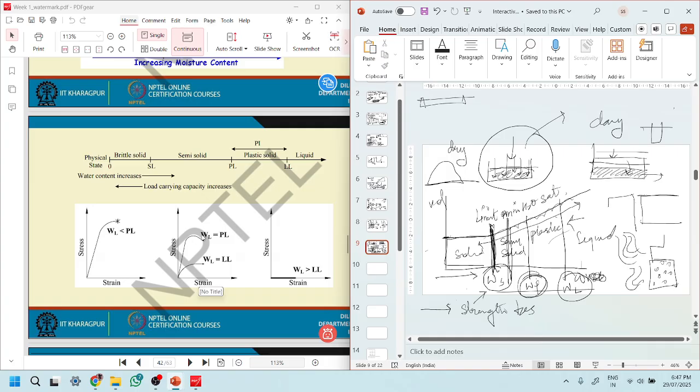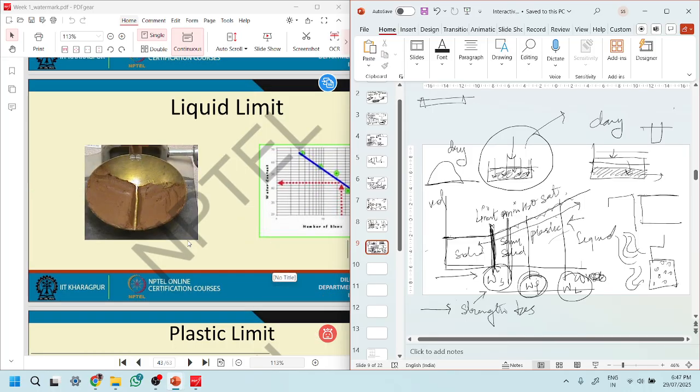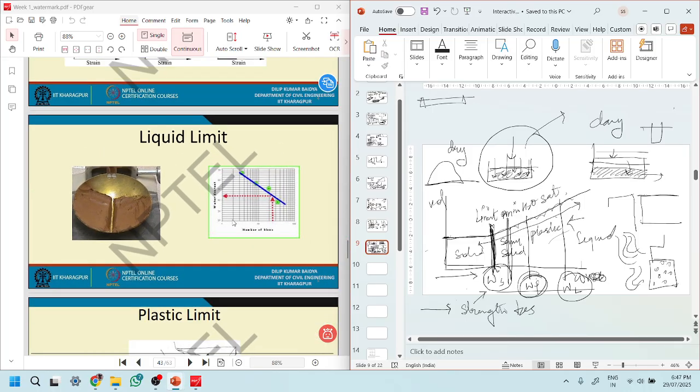But at the plastic limit, and at the liquid limit, if you have this much water in your soil, your strength will significantly reduce. And after the liquid limit, we can say that the soil does not have any strength, because you see your stress strain curve is flat. So this is about how we calculate the liquid limit.